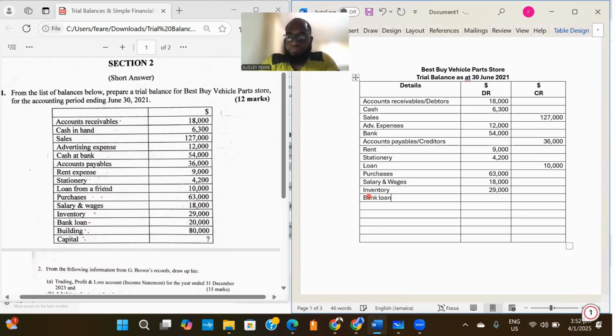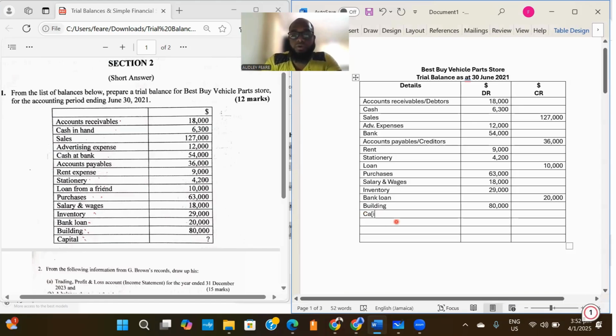Bank loan. Always read carefully. Bank loan, not just bank. It's a loan from the bank. It's a liability. So we go to the credit side, $20,000. And then building. Building is a fixed asset, right? And assets are always debited. So $80,000. So the next thing that we should have is our capital.